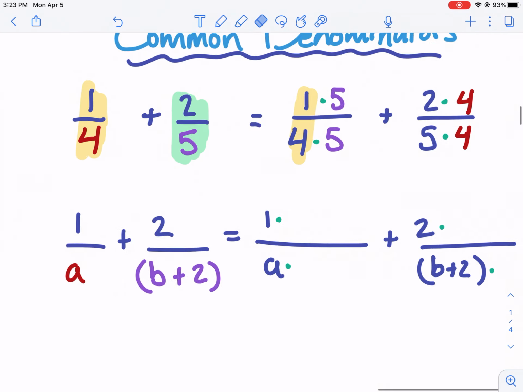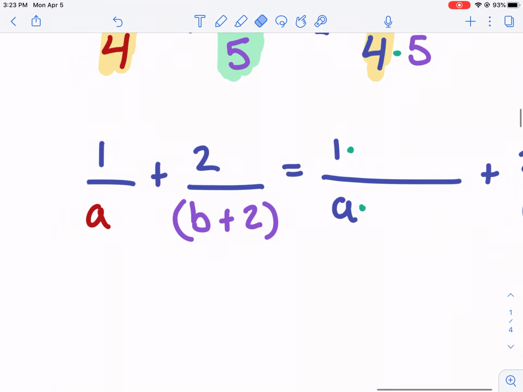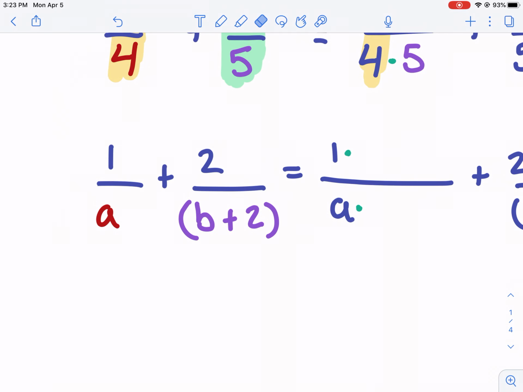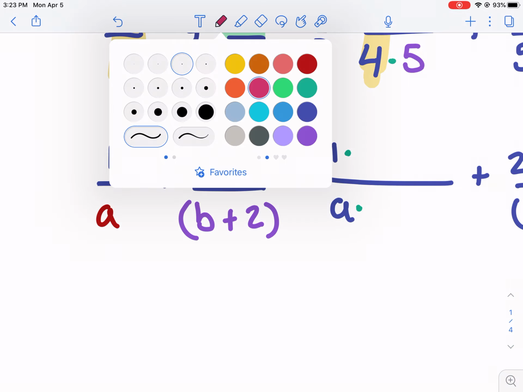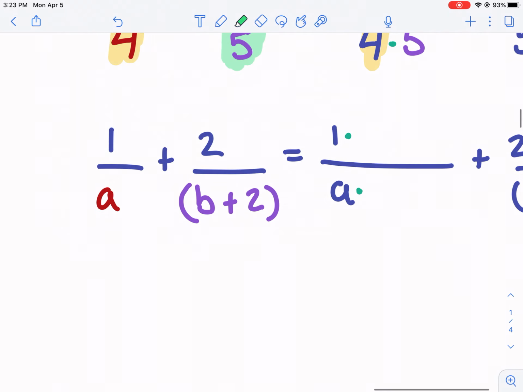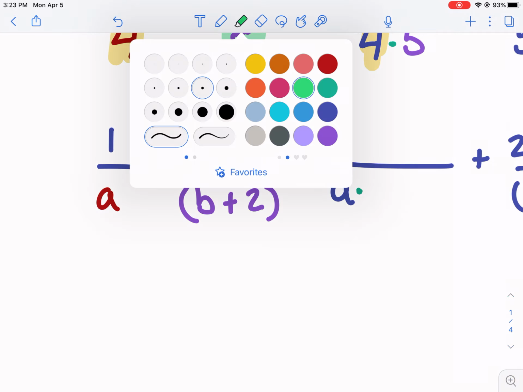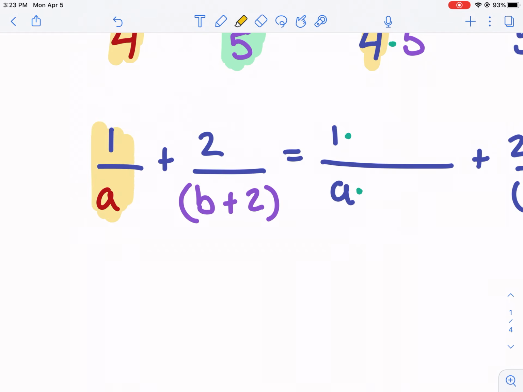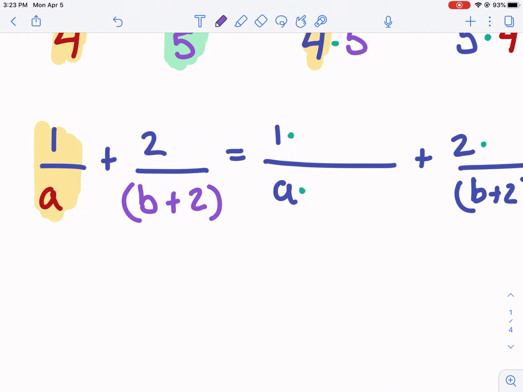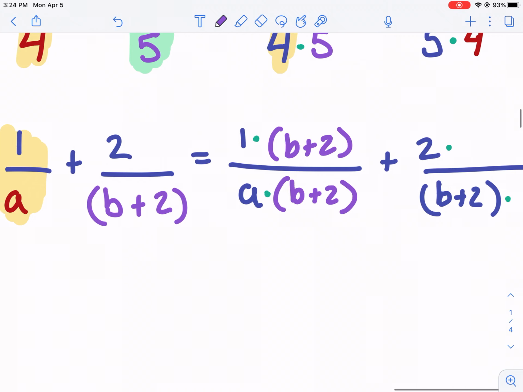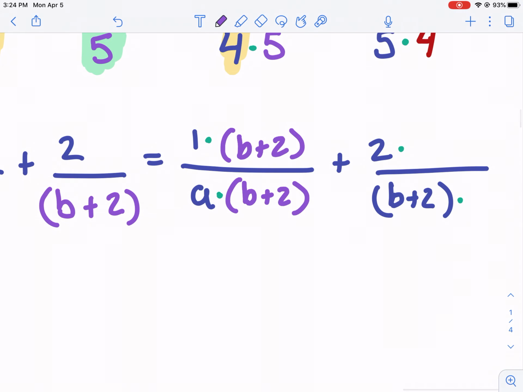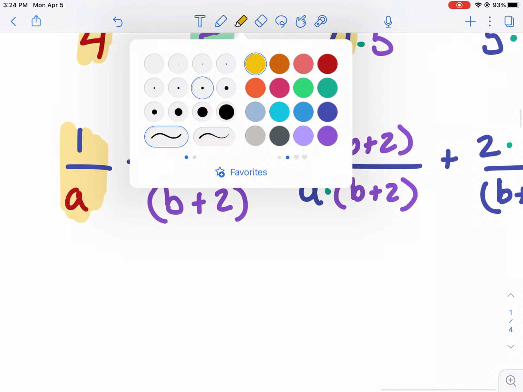The same can also be applied to expressions. So let's say we have 1 over a plus 2 over b plus 2. A little bit more complicated now, but the principle remains the same. If we're trying to find a common denominator, we just need to multiply the two denominators together. So in this first ratio, 1 over a, if we're trying to find a common denominator, just multiply the base by b plus 2. But what you do to the bottom, you also have to do to the top. So we're just multiplying the denominators together, but you also have to multiply the top by whatever you multiply the bottom. Same thing with the other fraction, the other ratio.